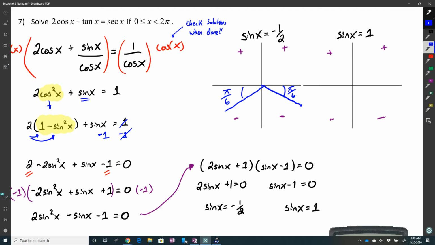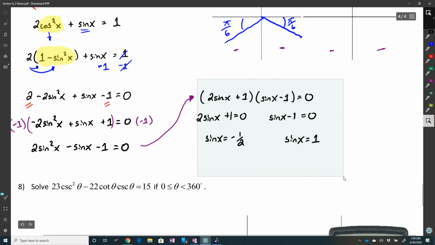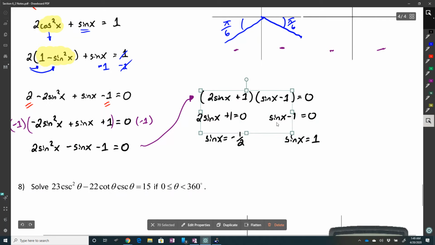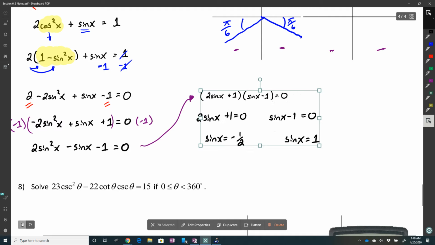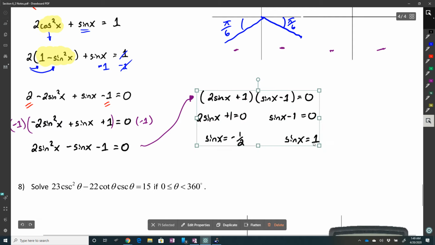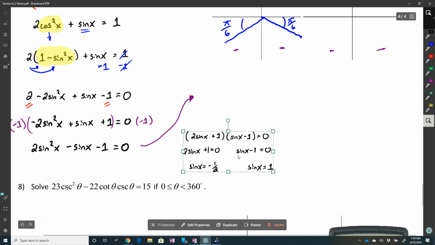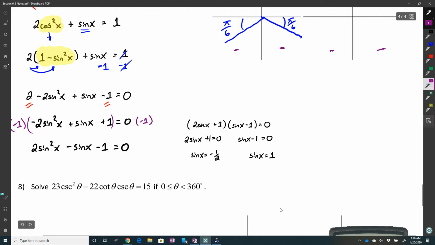And so the answers I get from that are, doesn't help that all my work is up in the way. No. Undo. Sorry about that. Just trying to get organized.